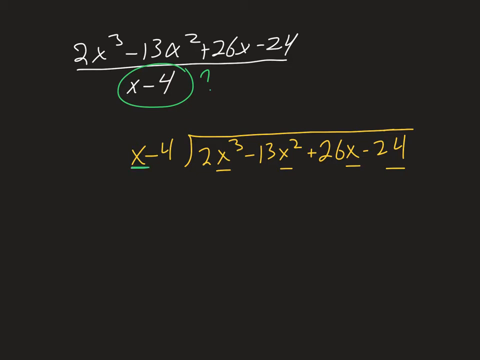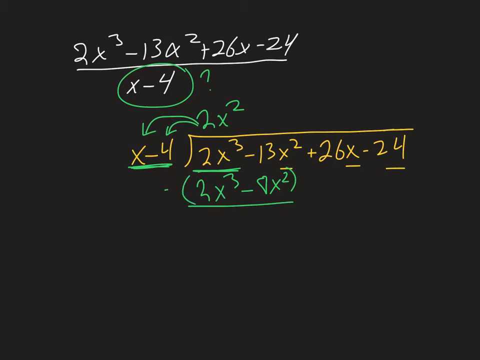We're going to take a look at this x, and we're going to look at 2x cubed, just 2x cubed. What do I have to multiply x by to make 2x cubed? I would think that is 2x squared. So now I'm going to multiply, just like we do for long division, on both of these terms. Let's take 2x squared times x. That makes 2x cubed, just like we wanted. Now we're going to have 2x squared times negative 4, which makes negative 8x squared. And now we're going to subtract that off, just like we do for long division.